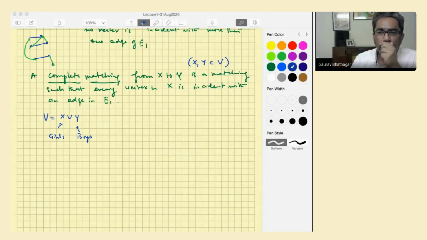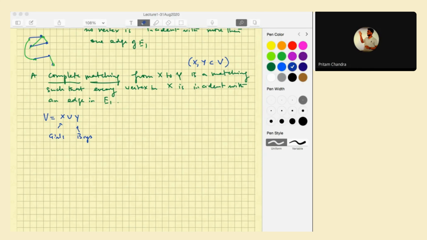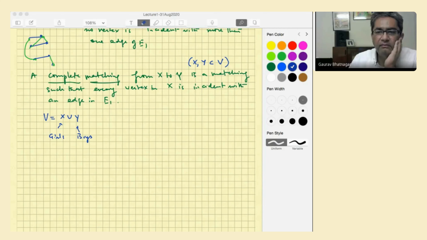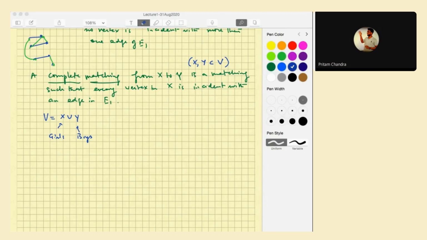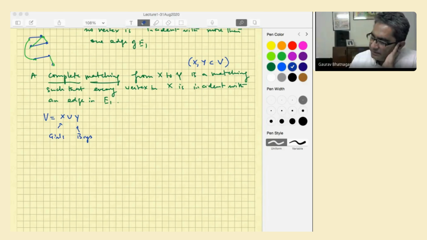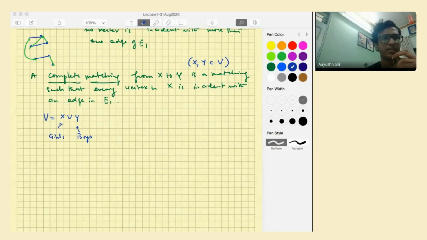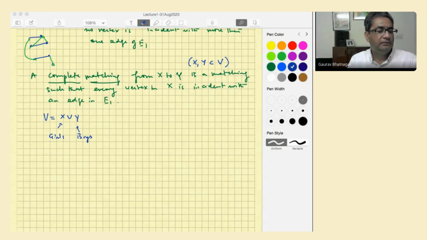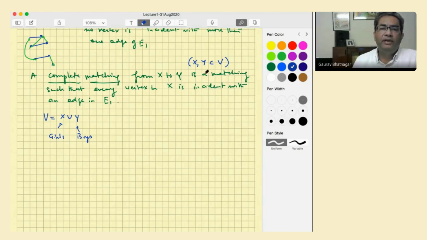In a complete matching, can the set Y have more elements than X? Yes, yes. Right now we are only bothered about X to Y. So every vertex of X is covered.